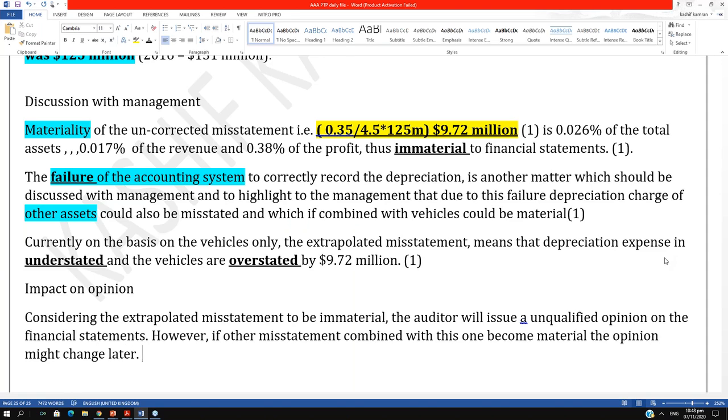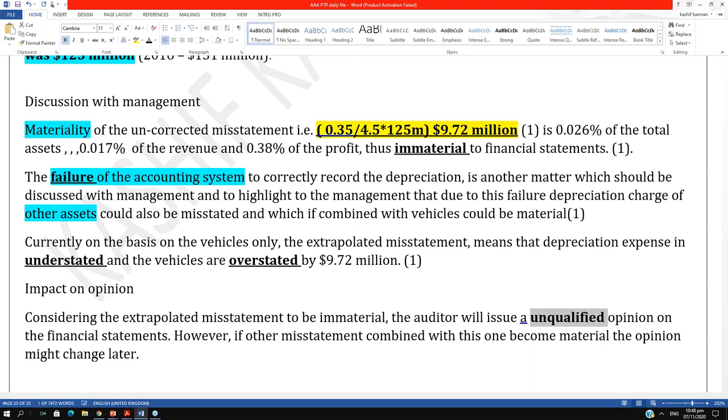We still need to solve the B part, we still need to solve the C part. But do you all agree for the A part, the opinion will be unqualified? But when we do the aggregation of misstatements, in part B we have another misstatement. In part C, we have another misstatement. So can the auditor aggregate misstatements? But on the individual basis, do you all agree this will be an unqualified opinion?